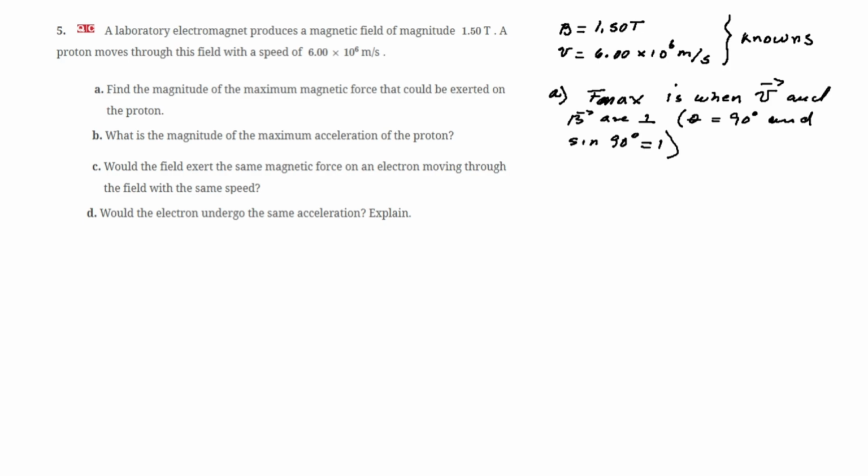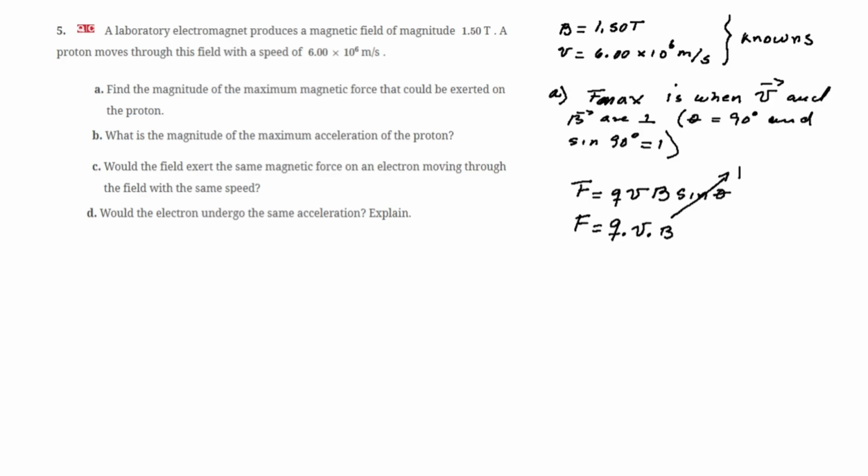That is important, because now to find the maximum force, I know the formula: force equals q times speed times magnetic field times sine of theta. As theta is 90, the sine of 90 is 1. Now the formula of the force is reduced to force equals the charge, the speed, times the intensity of the field.